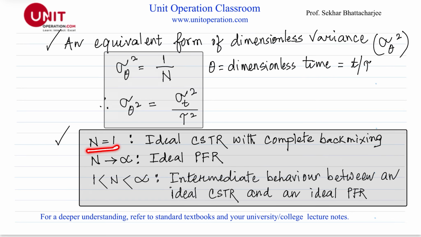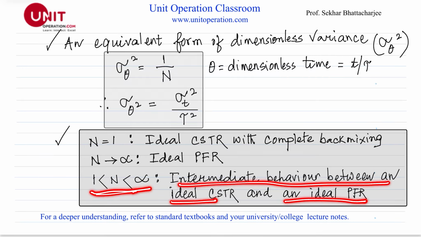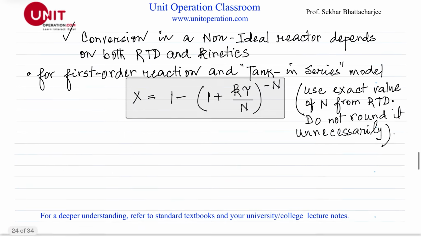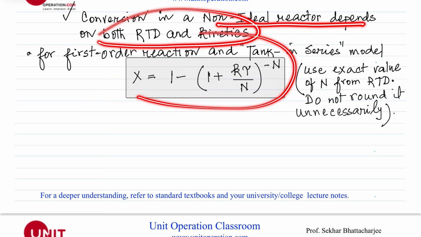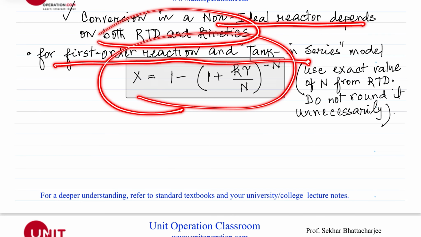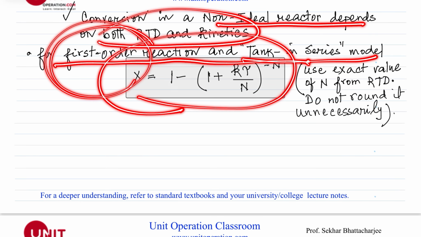So the key point is that n equal to 1 is for one ideal CSTR. This is complete back mixing, whereas n tending to infinity is an ideal plug flow reactor. If it is between 1 and infinity, there's an intermediate behavior between an ideal CSTR and an ideal plug flow reactor. For us, it's equal to 6.25. Now, once we know the value of n, we can calculate the conversion for the non-ideal reactor using this particular formula. This is for a first order reaction. Remember, this is for a first order reaction in the tanks in series. So this way we can calculate the conversion.